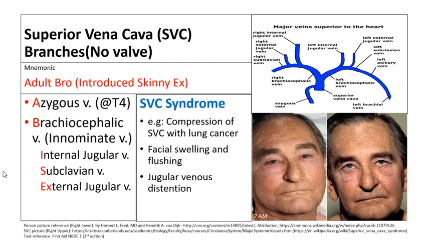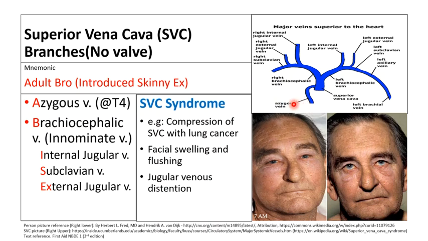Alright, the very first topic is superior vena cava and its branches. As you know, the superior vena cava contains venous blood from the head, neck, both upper limbs and from structures within the thorax. It is formed by the union of the right and the left brachiocephalic veins, which drain blood from the head, neck, and upper limbs. And the azygous vein joins the superior vena cava at the level of T4. This azygous vein receives blood from the upper lumbar region and the thoracic wall.